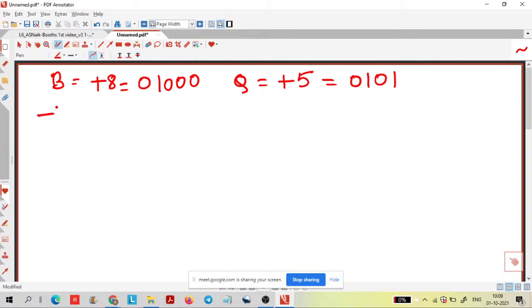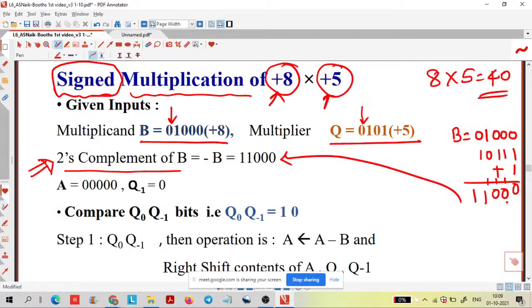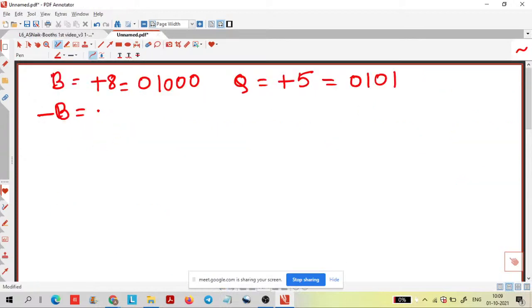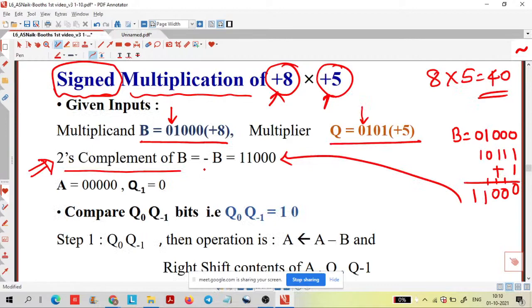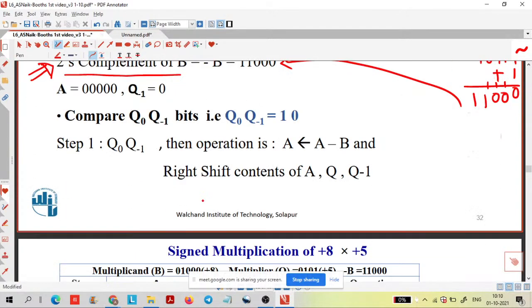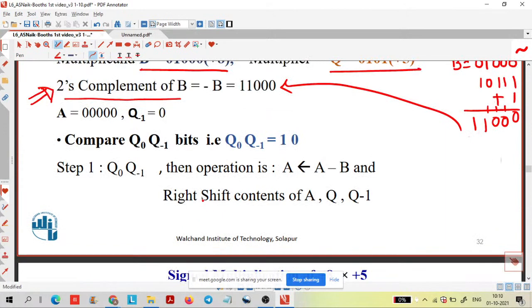After that, what is the initialization of minus b? What is the 2's complement? 1 1 0 0 0. Minus b means minus 8, 1 1 0 0 0. Any doubt here? This initialization is done. And what was the other initialization? Accumulator and q minus 1. That is also the initialization, no?